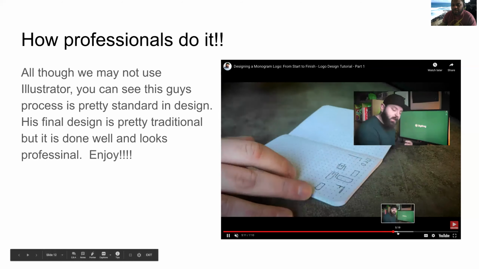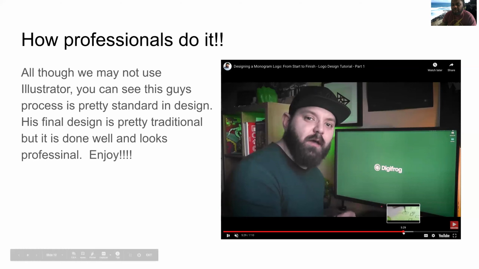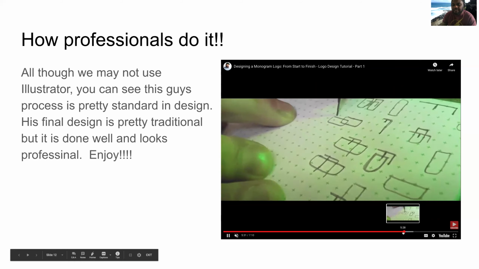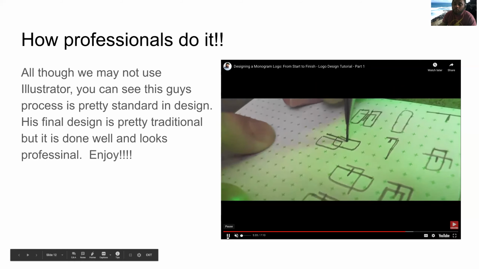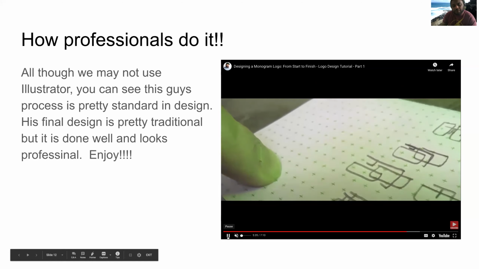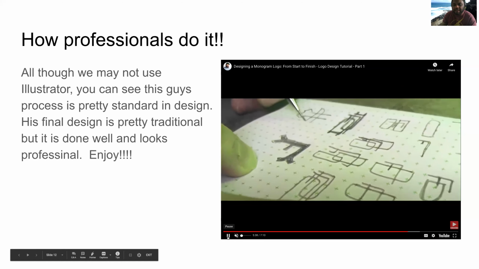As he goes, and then we're not going to do this step, but his next step obviously was to take these designs and put them on the computer, which we're not going to do, but we're going to have a different kind of step.